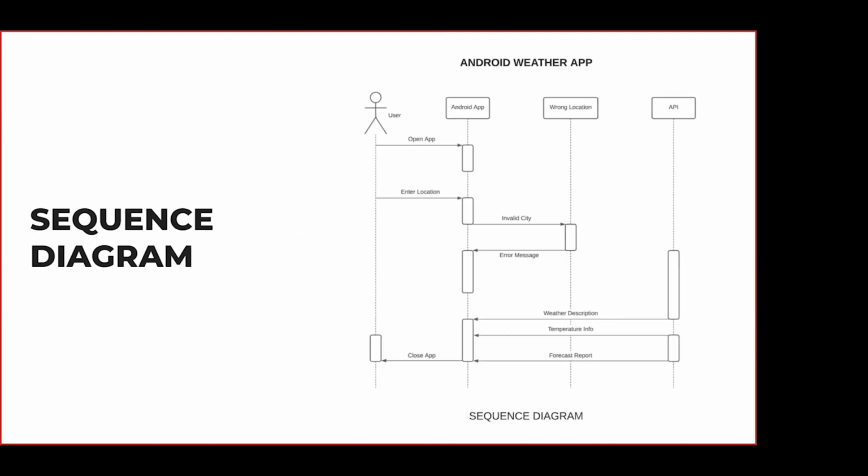Next, coming to the sequence diagram. Here the sequence diagram will show how the objects are interacting in the time sequence. It depicts the objects that are involved in the project, the sequence of messages that are exchanged between the objects, and the functionality of the system. Like, when the user opens the app, the app will respond, and when the user enters a location, the app will check whether the entered location is valid or not. If it is not valid, it will display an error message as shown in the diagram.